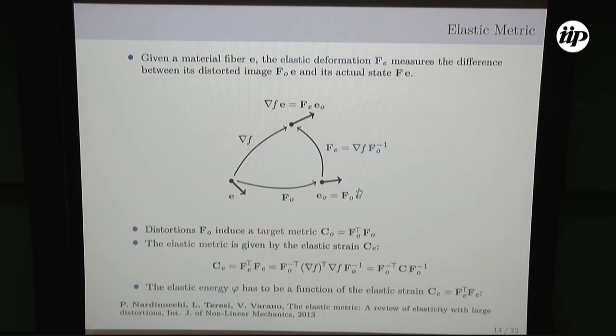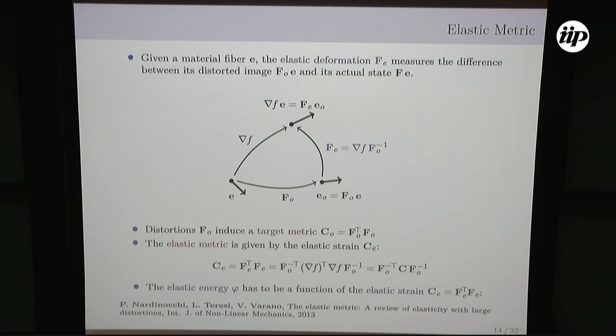And so you can describe this behavior, and the idea is that you have a fiber, and you map a fiber in a distorted fiber, and here you have the distortion. You embed the fiber in the Euclidean space, so you have the gradient of placement, and you pay for this difference. So you have a multiplicative decomposition. The elastic deformation is the gradient of the embedding times the distortion to the -1.